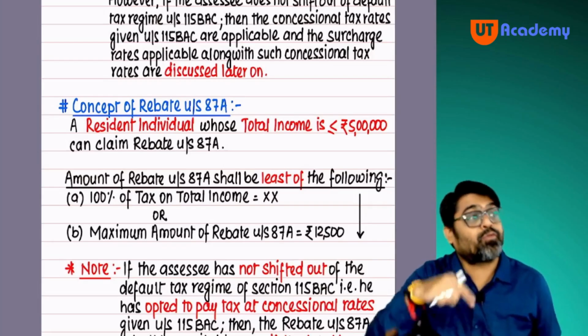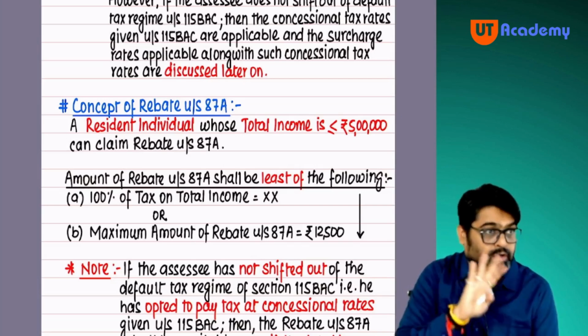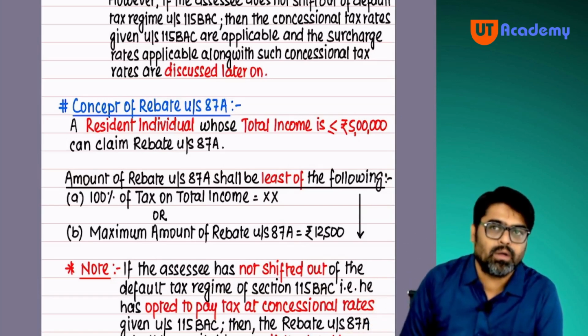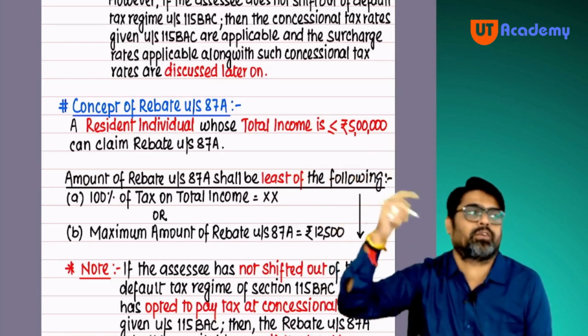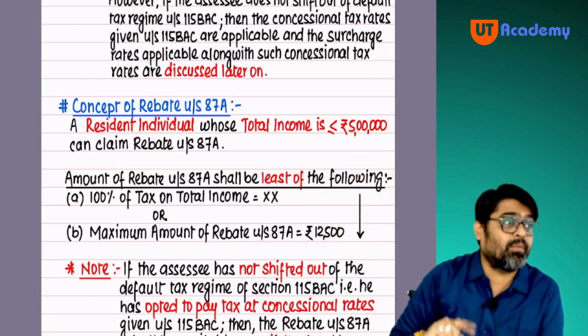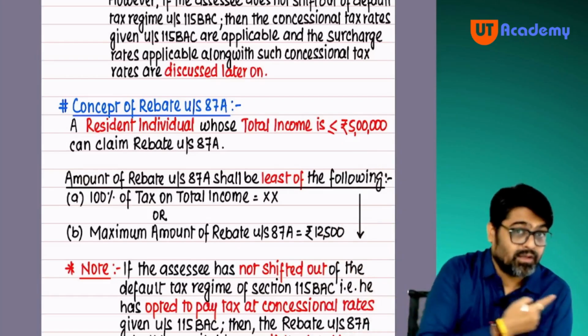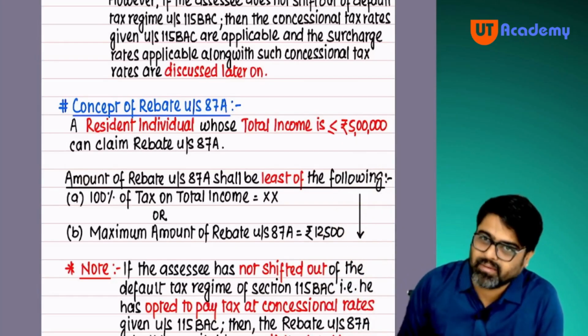But if we follow 115BAC, if we don't shift out, if we are covered in the default tax regime, will tax rates be the same or different? Concessional tax rates will be there. Will the surcharge rate be the same or different? That we are going to see later on. And will the rebate be the same or different? Then also it will be different. Getting my point, everyone?